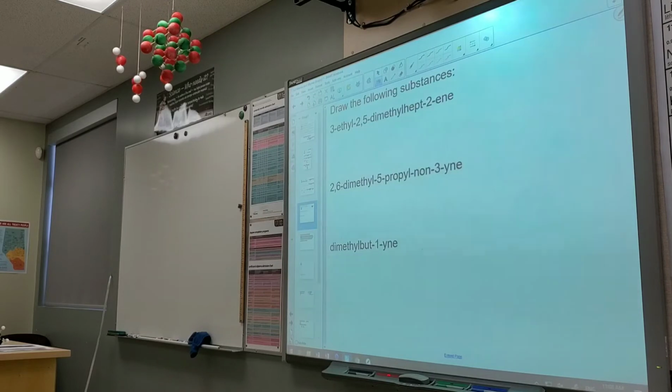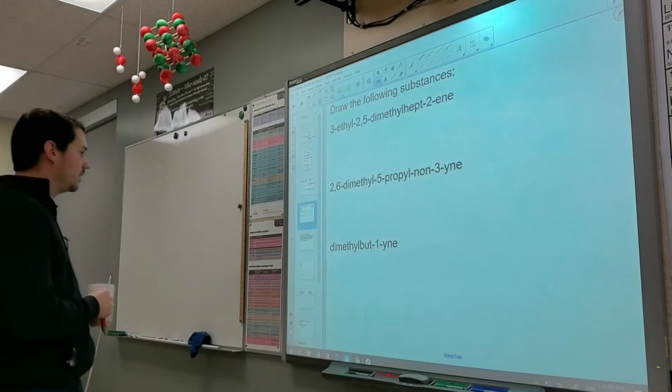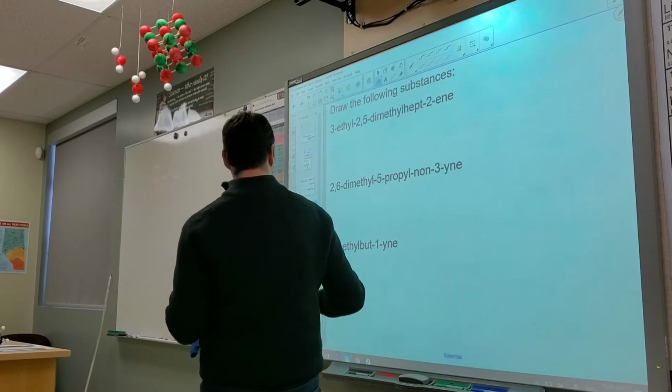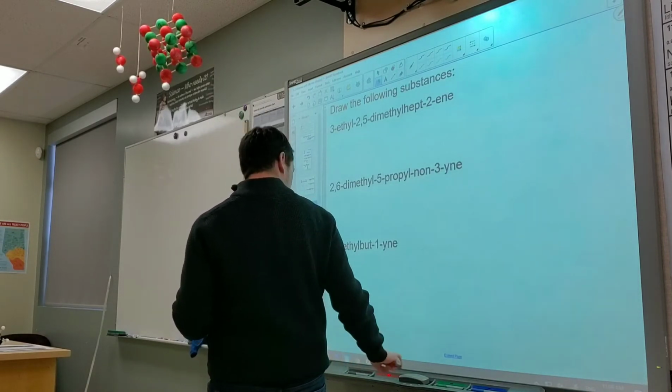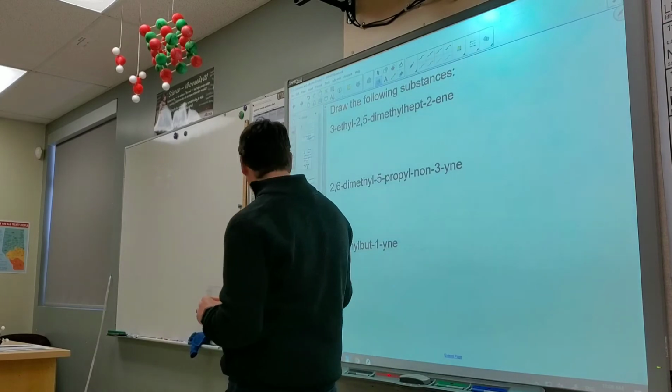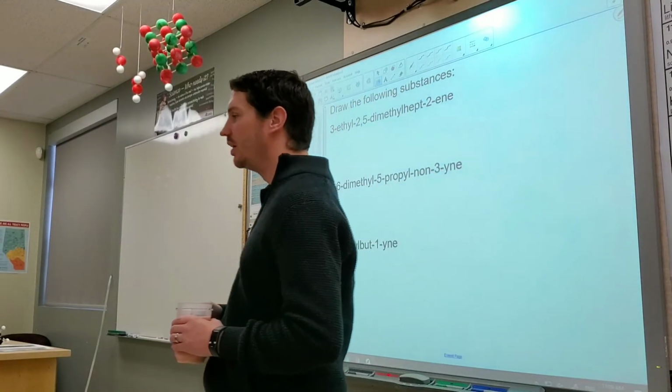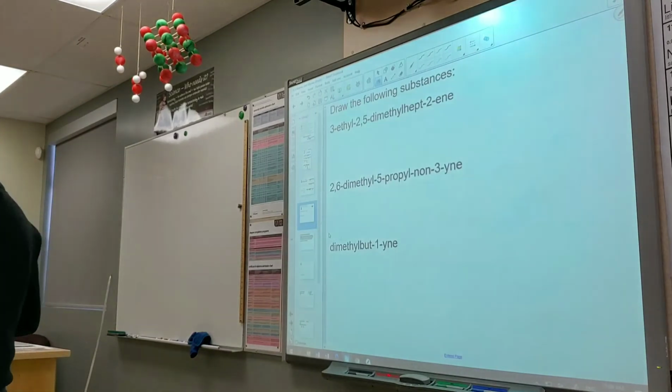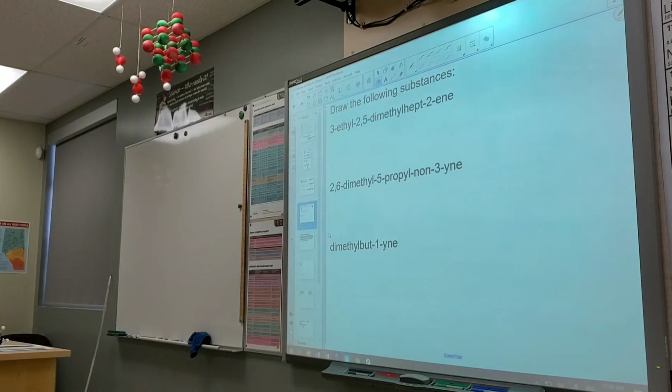I didn't tell you, did I? Let's call this 2, comma. Never mind. You try and figure it out. On that very last one, try and figure out where they have to go. There's only one way of drawing that last one. Look at that carbon that you just drew down. Look at your second carbon. How many bonds does it have?